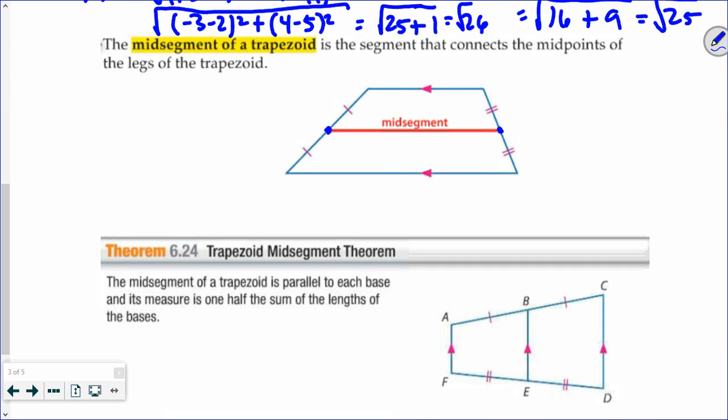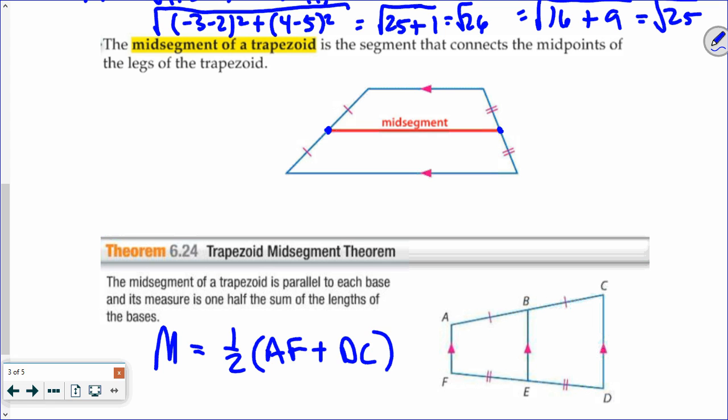Right. So, the trapezoid midsegment theorem states that the midsegment of a trapezoid is parallel to each base, and its measure, let's call that M, is equal to 1/2 the sum of the lengths of the bases. So in this case, AF would be a base plus BC, the other base. Take half of that, the midsegment is 1/2 AF plus BC in this case. The midsegment here is BE.